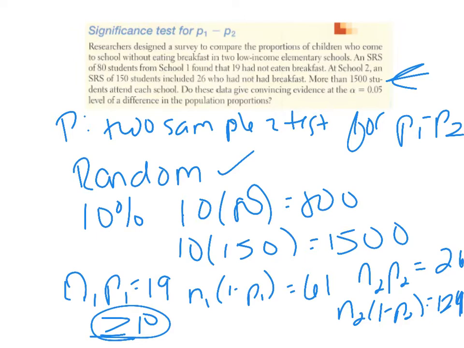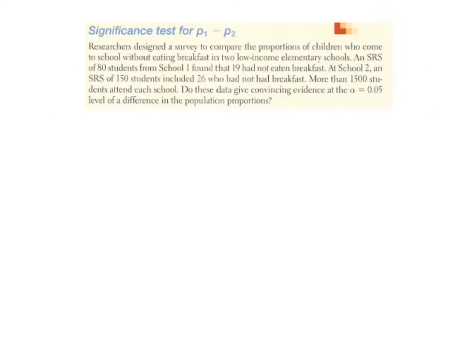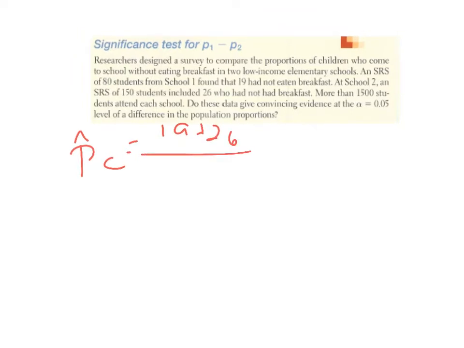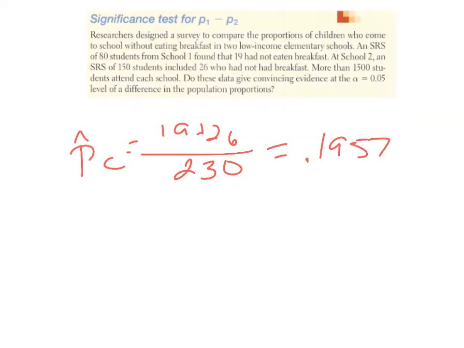So I'm good there. Now I need to move on to the do part, where I get a couple of things that are a little bit different, a little bit new here. I need to calculate that combined proportion. We had calculated this before when we were talking about what this meant. That's 19 plus 26, all my successes over my total sample size, and I get 0.1957 for that.